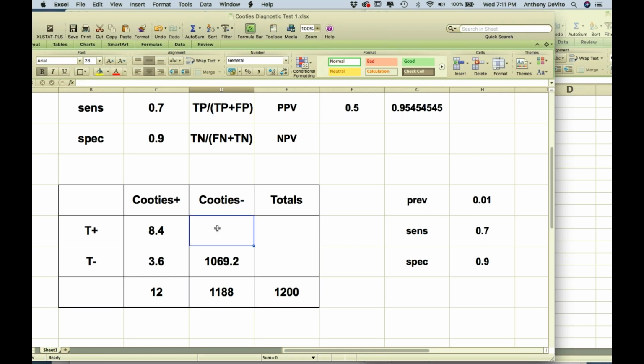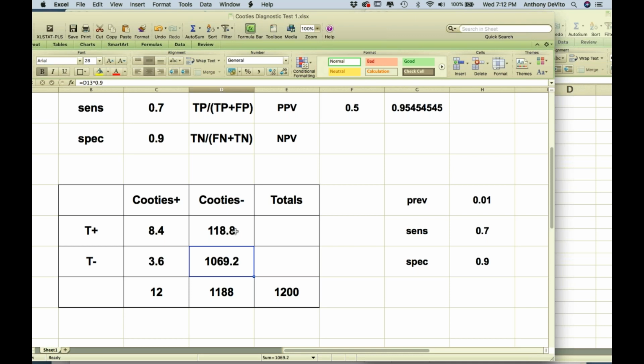How many people does it incorrectly test positive that don't have cooties? Well, that's equal to, let's see, how am I going to figure that out? That's equal to the number of people who don't have cooties minus the number of people that are correctly identified as not having cooties. So we get 118 people that it says are positive, but don't actually have cooties, right? So, gee, this is interesting.